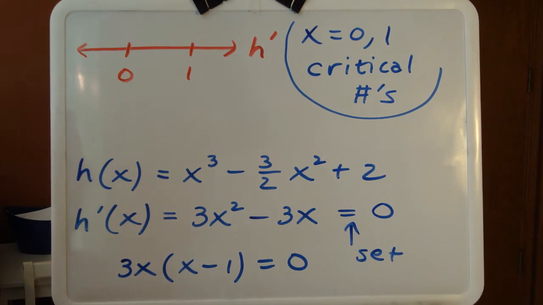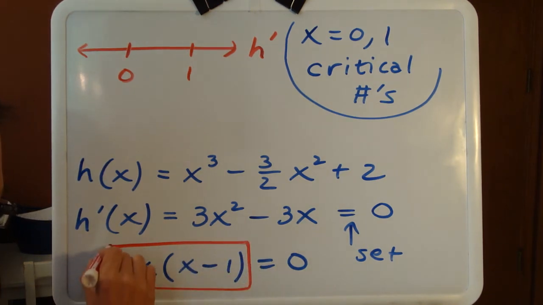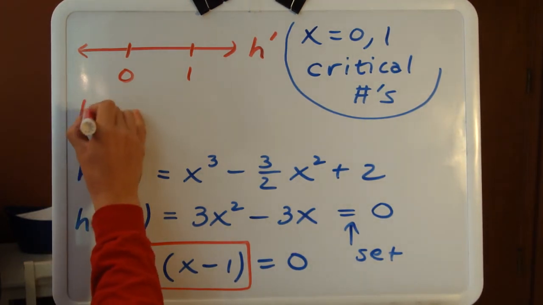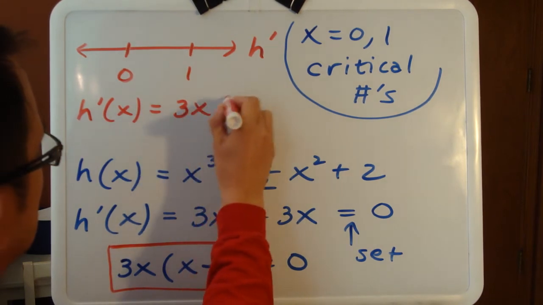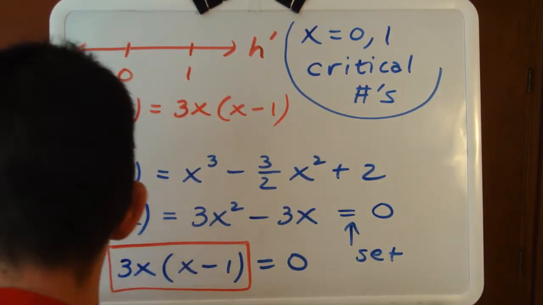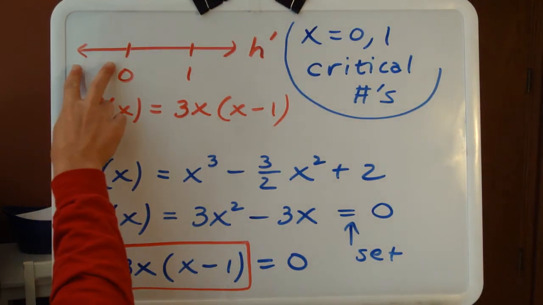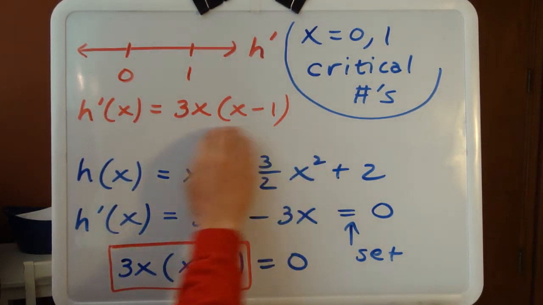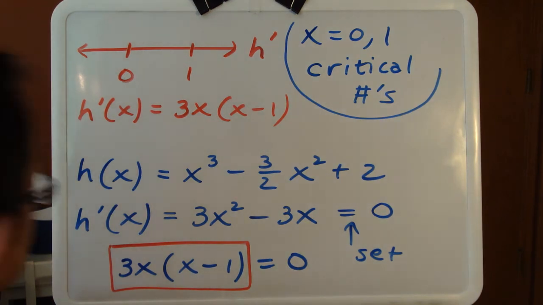Then all we care about is checking the sign of the derivative. Perhaps the simplest form of the derivative would be the factored version of h prime, so I'll circle it and put it up here. This is 3x times x minus 1. The way we're going to do this is pick numbers in these three different regions, away from 0 and 1, and just observe the sign of h prime, and that will tell us if the function is rising or falling.